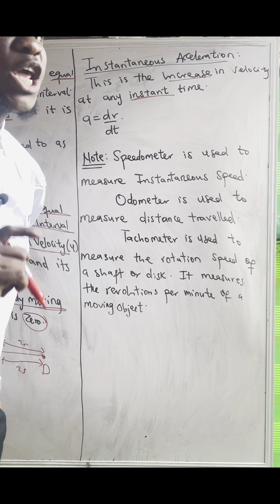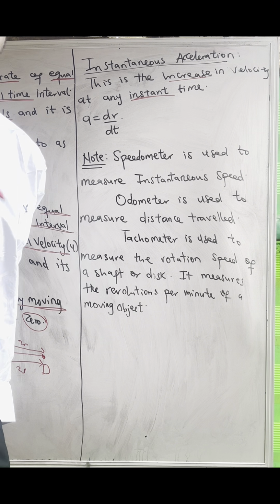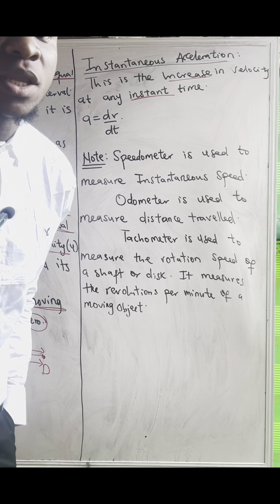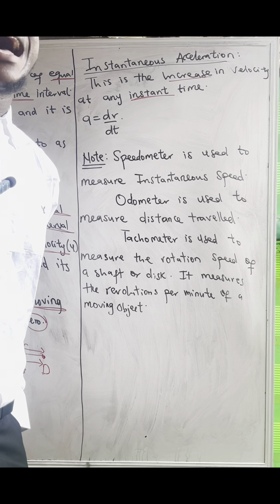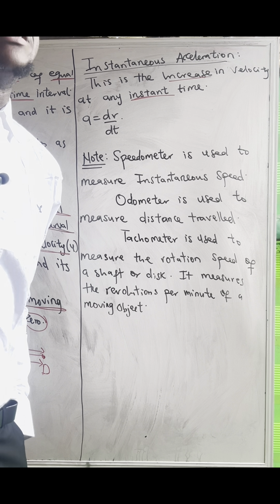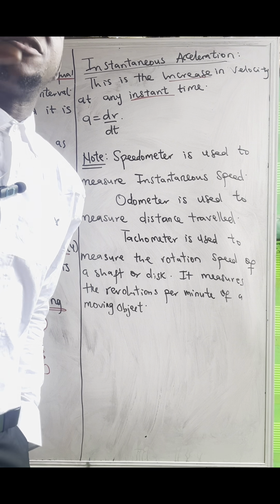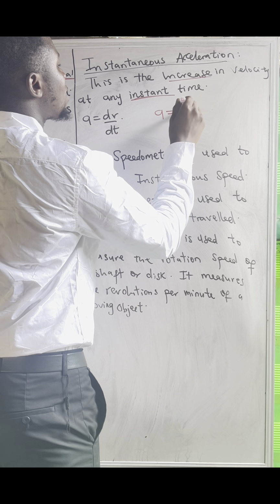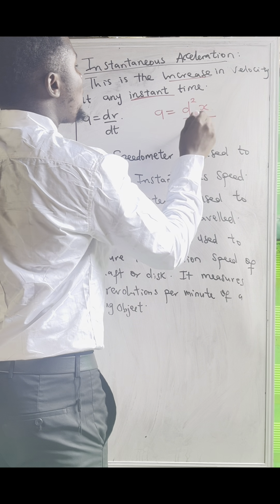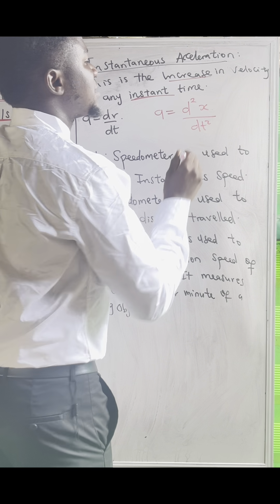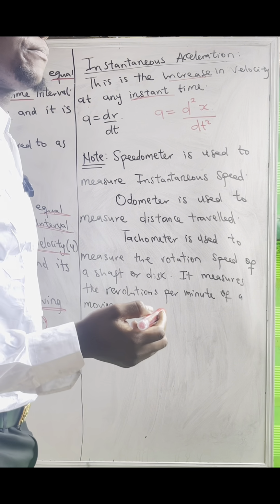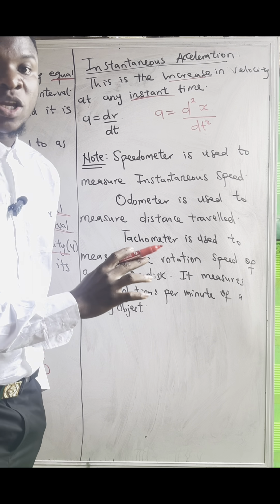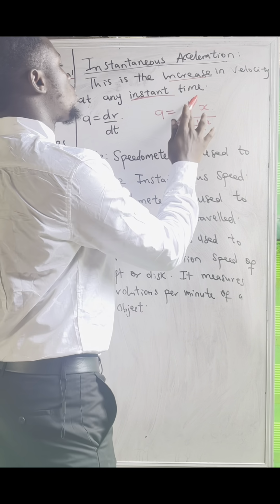But in some scenarios, you might be given the displacement and asked to calculate the instantaneous acceleration. Since you already know that acceleration is the second derivative of displacement, in that case, if you are given the displacement and you have to calculate the acceleration, then the formula for your acceleration a will be equal to d square x over dt square. This x represents the what? The displacement. So if what we are given is velocity, the acceleration will be dv over dt. But if what we are given is displacement, the acceleration will be d square x over dt square.